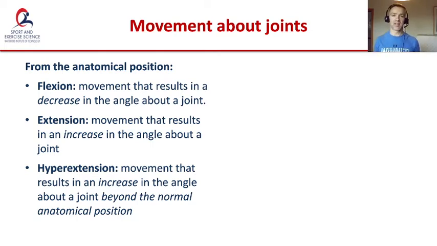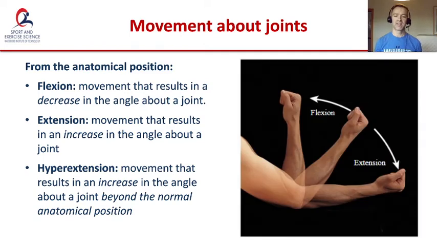anatomical position. The anatomical position is standing upright with the feet about shoulder width apart, hands down by your side with your palms facing forward, head in a neutral position with the eyes looking ahead. So from the anatomical position, flexion is any movement that results in the decrease of an angle about a joint. Opposite to that, we have extension, any type of movement that results in the increase of the angle about a joint. So they're pretty simple concepts.